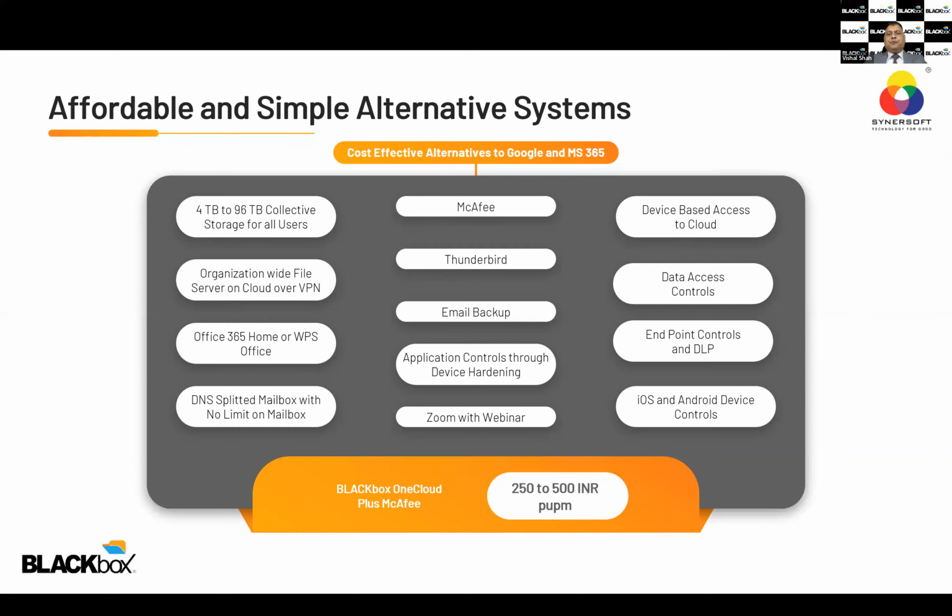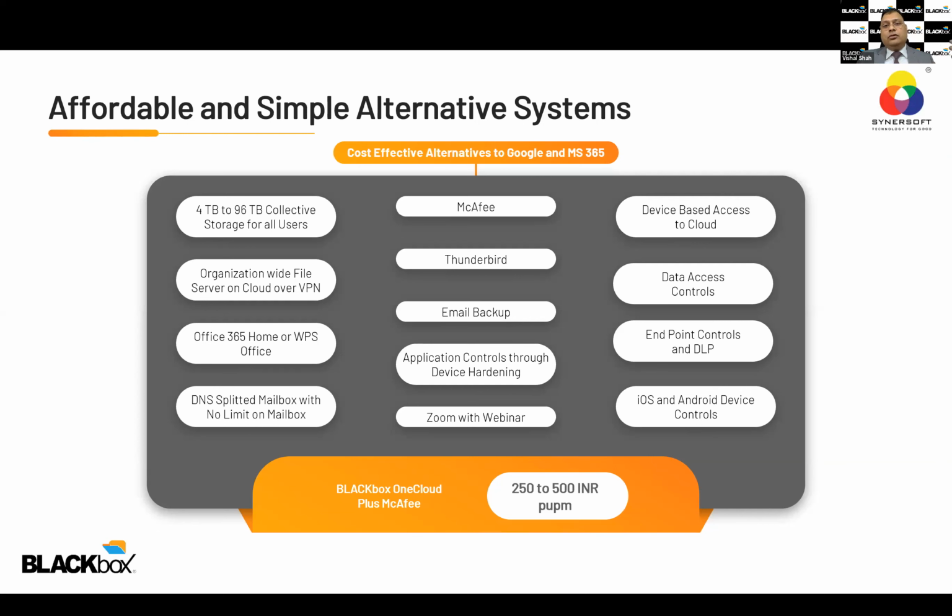So if we see here, we have seen 4 terabyte to 96 terabyte, whatever it is, as a cloud storage. We have seen the file server. We have already discussed Office 365 and DNS splitter technology, as I've explained and demonstrated to you how it looks. So 4-5 users can access the Microsoft or Google interface. The rest of the people can use either Thunderbird or this particular interface on their mobile or whatever. Then you can have McAfee, Thunderbird. This space can also be used for email backup. You don't need extra archival space for email backup. You can use the same cloud storage.